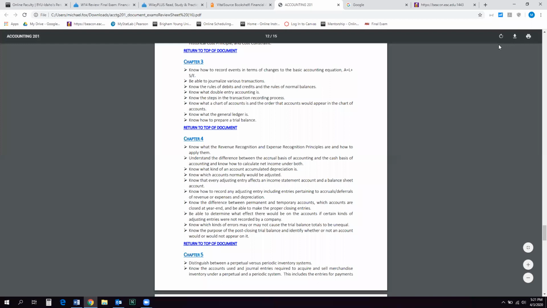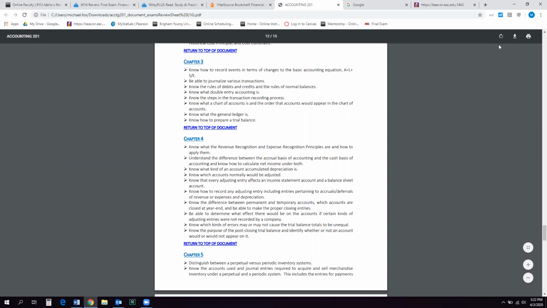All right, so in chapter 4, we have the revenue recognition and expense recognition principles and how to apply them. So all the revenue recognition principle means is that we should record revenue during the period in which we earn the revenue, which means we either do the service that we are doing for the revenue or we provide the goods that we are selling for revenue. That's when we should record them, regardless of when we receive payment.